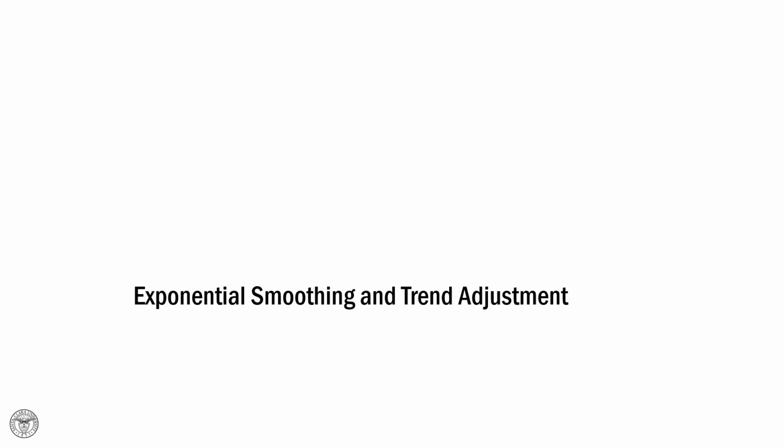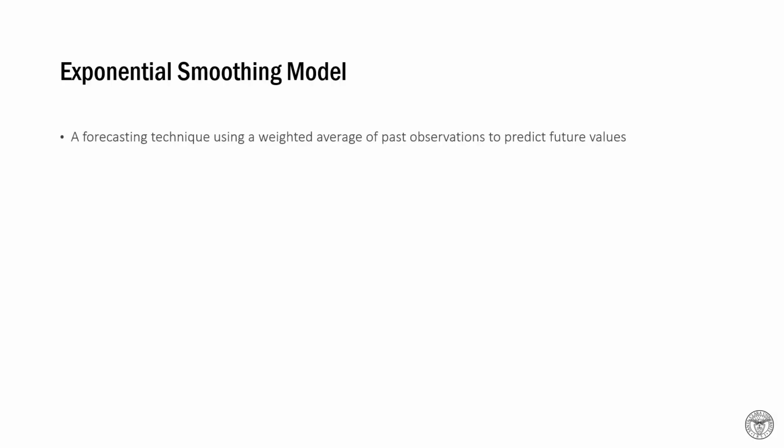We will now discuss exponential smoothing, a time series forecasting method that applies diminishing weight to past data, thereby placing greater importance on more recent observations. The exponential smoothing model is a widely used forecasting technique that uses a weighted average of past observations to predict future values.